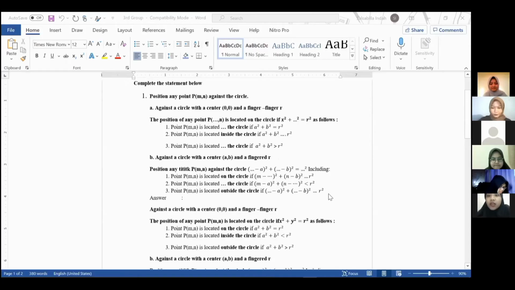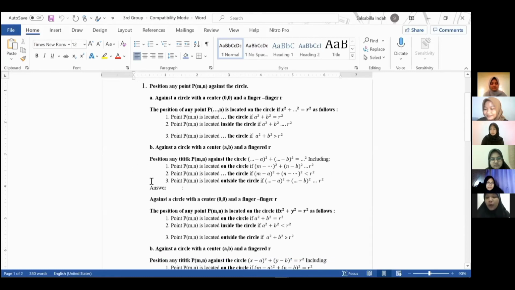So let's move to the last group. Assalamualaikum warahmatullahi wabarakatuh. We are from the third group. There are me, Febiana, and my partner, Salsabila Indah. Number 1, against a circle with a center of (0,0) and radius r. The position of any point P(m, n) is located on the circle if x squared plus y squared is equal to r squared, as follows.